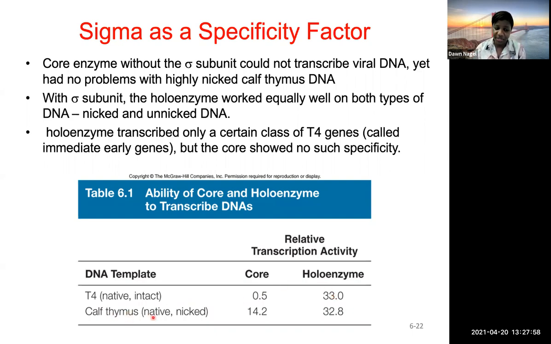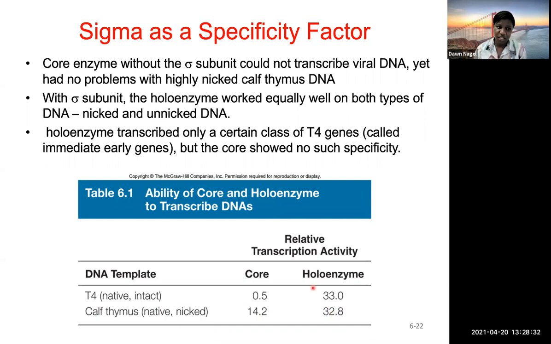They use calf thymus, which is a nicked DNA, which is a control here because nicked DNA is more susceptible to being transcribed. It's non-specific, random transcription. And even in that case, you can see that the core enzyme can transcribe it, a little bit better with the core only, but very similar to what you see when you have the whole enzyme together.